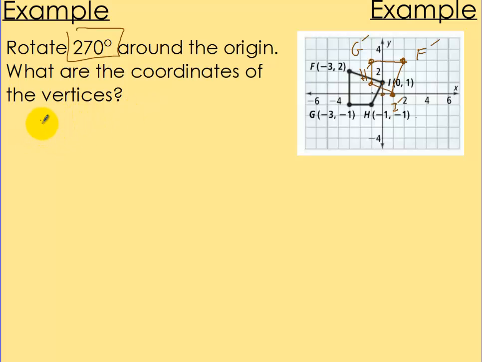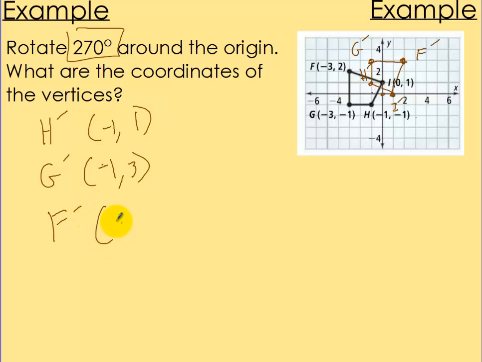So the coordinates of the vertices: I'm going to write H prime is going to be at -1, 1. G prime is going to be at -1, 3. F prime is going to be at 2, 3. And I'm leaving out I prime, and that's going to be at 1, 0.